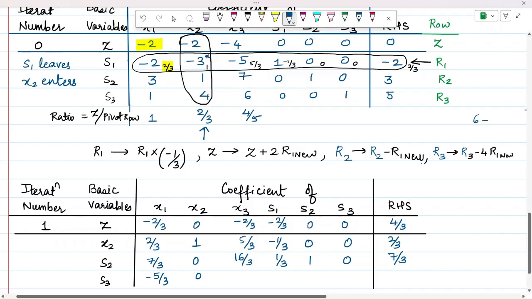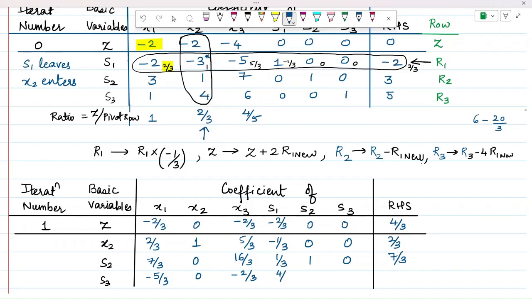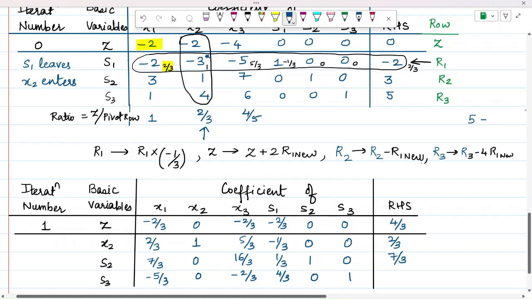It's 6 minus 20 by 3. So that becomes 18 minus 20, which is negative 2 by 3. The next is 0 plus 4 by 3, which becomes 4 by 3. This remains 0 and this remains 1. Lastly, we have 5 minus 8 by 3, which turns out to be 7 by 3.